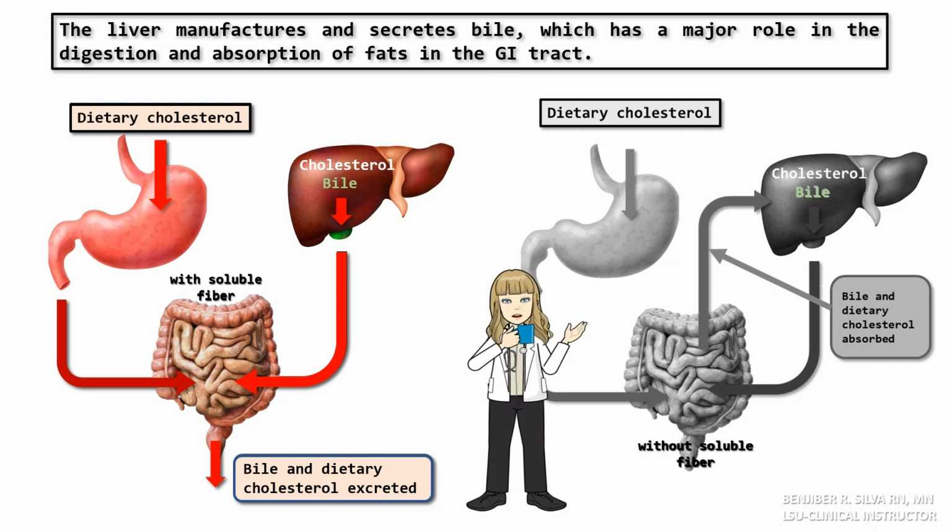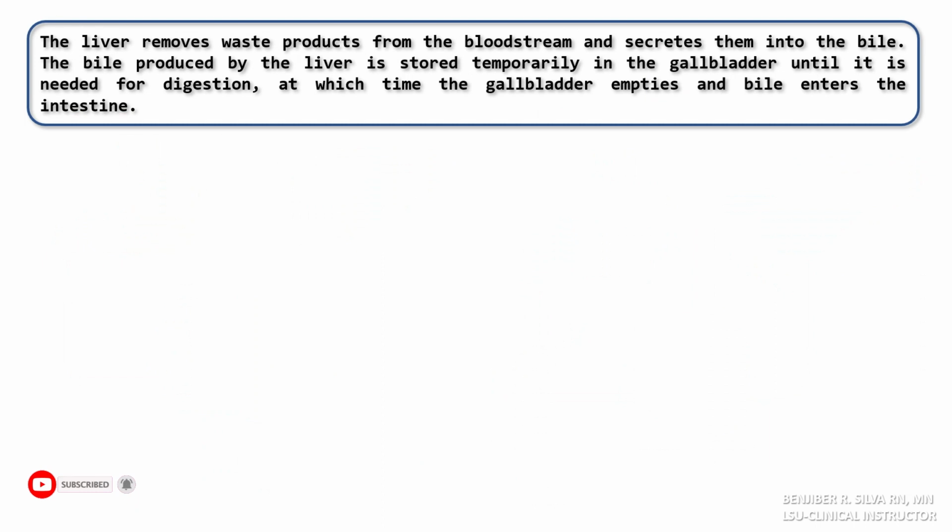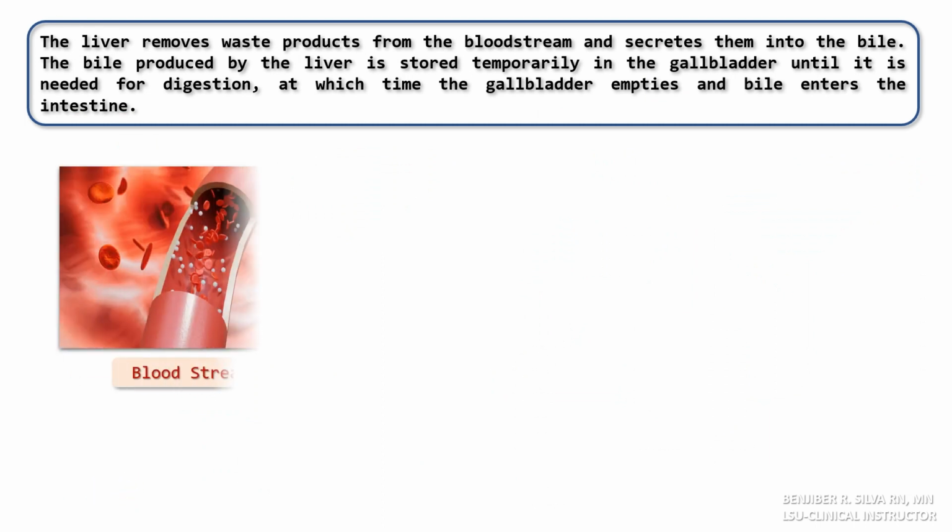If we don't eat soluble fiber, our bile cholesterol, instead of being ushered out of the body and then replaced with fresh bile produced by the liver, is repeatedly absorbed and recirculated to our system. When cholesterol is recirculated, there is a high risk of increasing the low-density lipoprotein, or the bad cholesterol, in our blood. The liver removes waste products from the bloodstream and secretes them into the bile.